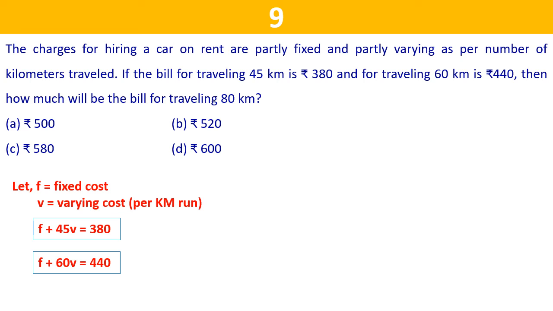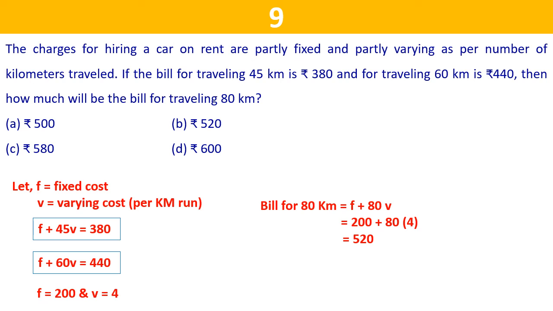Now, as there are 2 equations and 2 variables, you can easily solve this and find the value of what is F and what is V. Solving this, F comes out to be 200 and V is equal to 4. Now it is asked in the question, how much will be the bill for traveling 80 kilometers? Now it is very simple, as you know, fixed cost and variable cost. So bill for 80 kilometer will be F plus 80 into V, that is 200 plus 80 into 4, which comes out to be 520 rupees. Option B.